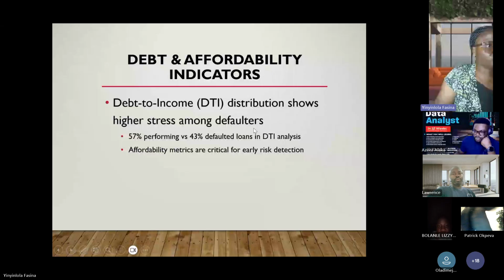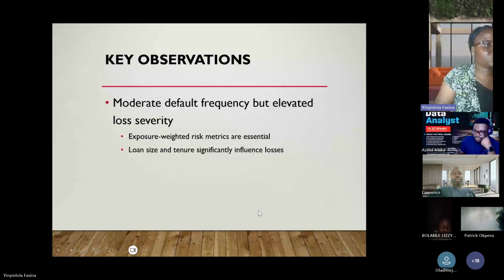The key observations: moderate default frequency but elevated loss severity was observed, and exposure weighted risk metrics are essential. Loan size and tenure significantly influence losses.